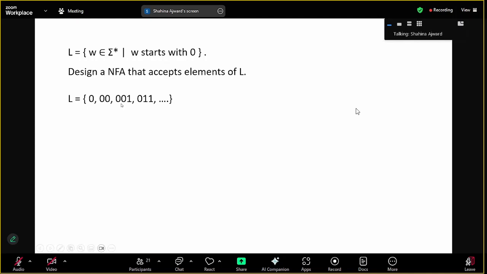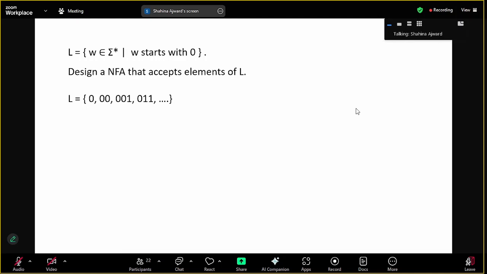Then we move to length 3, so we increase the length a little. Now we have 3 characters. We write something that starts with 0, so it could be 001 or 011 or triple zero. We just write a few examples.